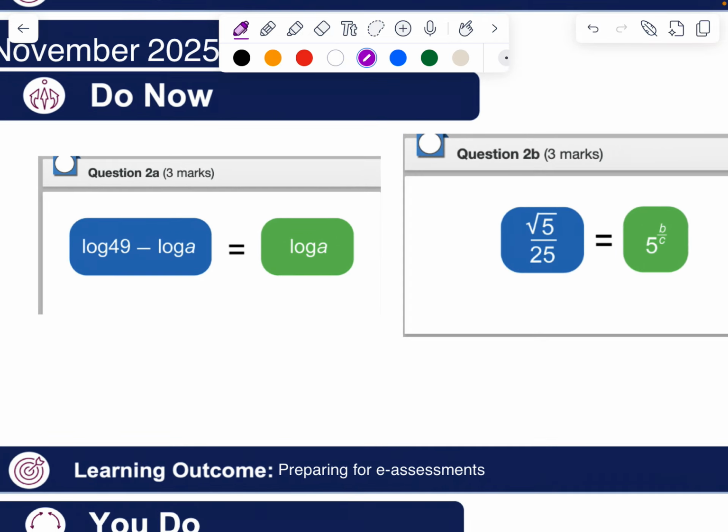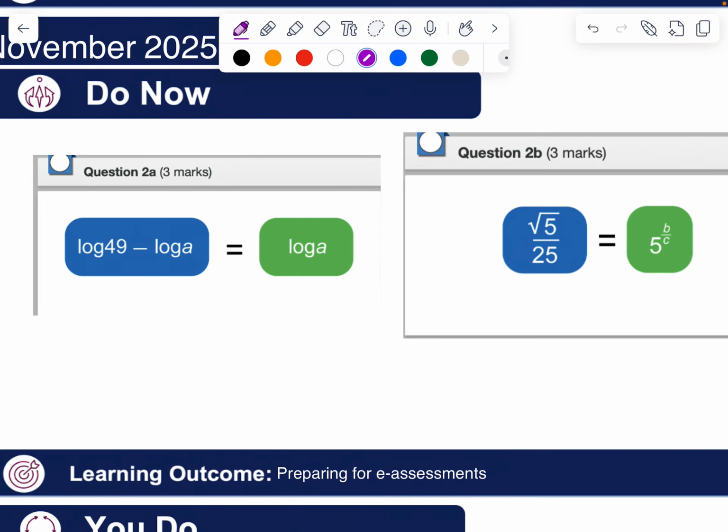So if we look at the logs, we know that when we subtract in logs, we should be dividing here. So it's asking what is this number going to be to make it be the same over here. So what do we divide 49 by? And it's going to still be the same answer. This is in the formula booklet. When you subtract logs, you're going to be dividing. So 49 is going to equal A squared. So that means A is going to be 7. Okay, so A is 7, which makes sense. 49 divided by 7 is 7.